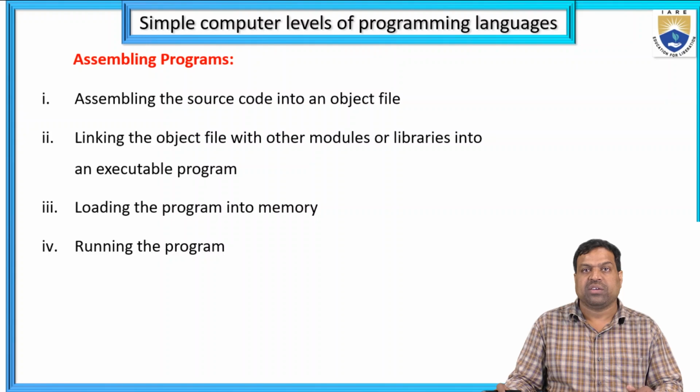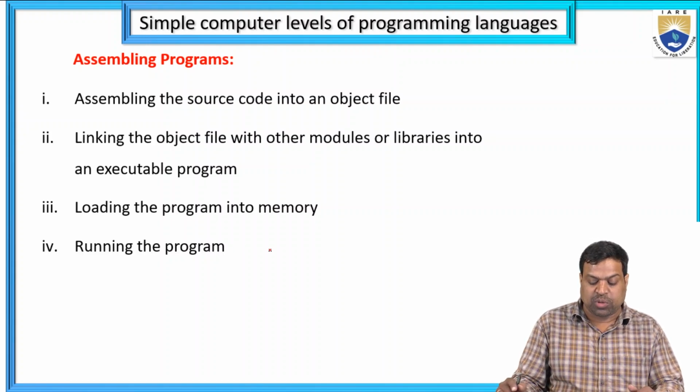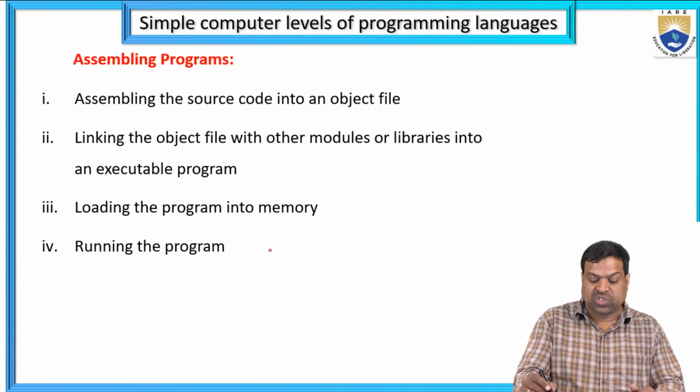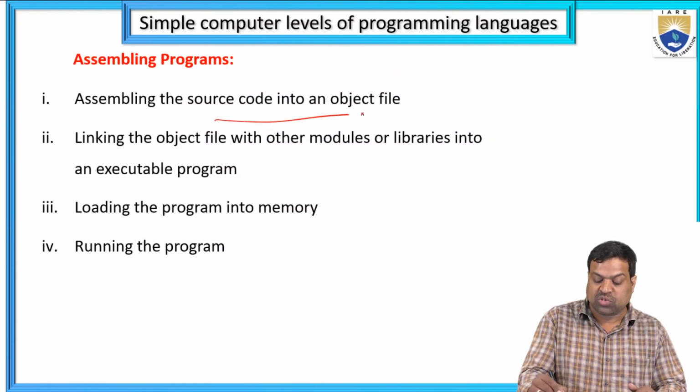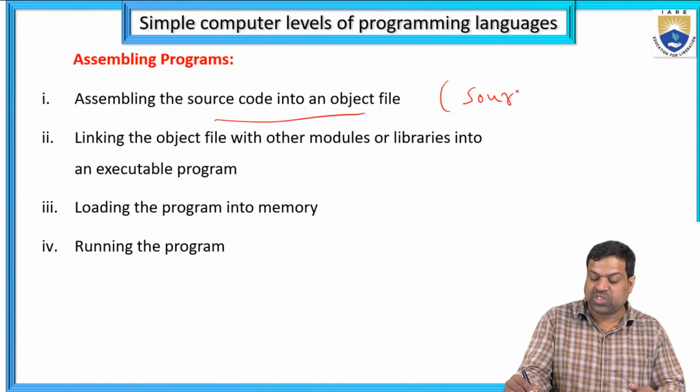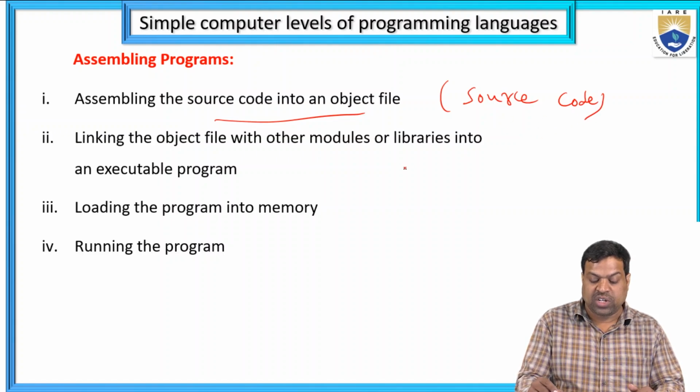Now assembly programs: assembling the source code into an object file, linking the object file with other modules or libraries into an executable program, loading the program into memory, and running the program. So it is the process of assembling a program. First, my source code is assembly code. Assembly language is the source code. Then linking the object file with other modules and libraries into an executable file.